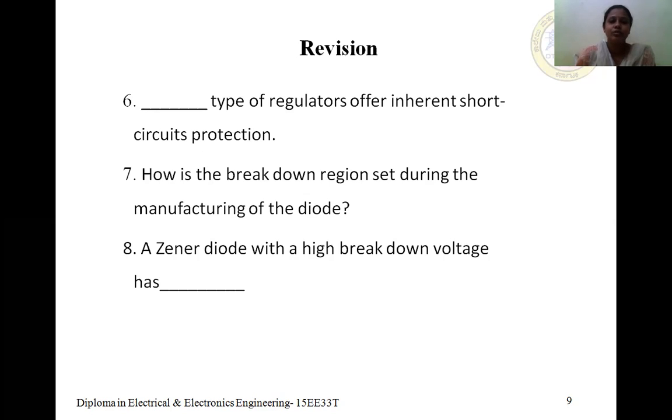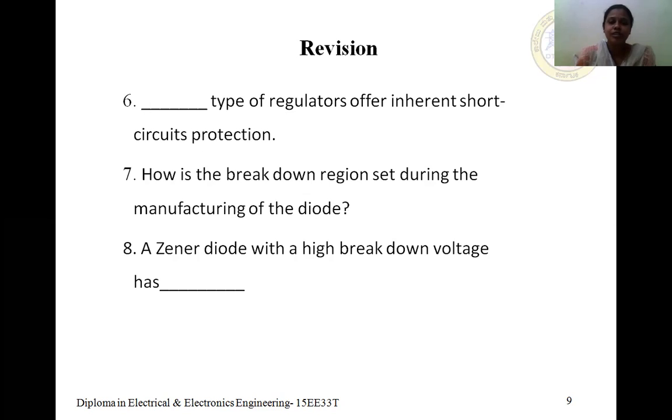Next, the seventh question. How is the breakdown region set during the manufacturing of the diode? This breakdown region is set by considering the doping level of the diode. By controlling the doping level of the diode, this breakdown region has been set. The answer for the seventh question is by controlling the doping of the diode.